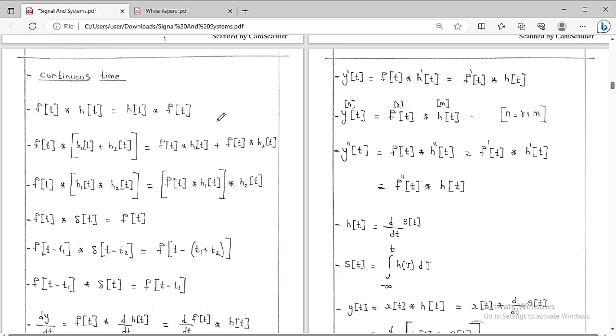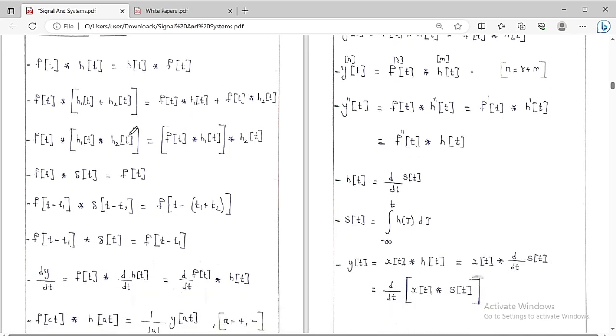Suppose for a given system, the input is f of t and the impulse response is h of t, then you get a certain output. If you take another system having the input as h of t and the impulse response as f of t, then also you get the same output. So f of t convolution of h of t is equal to h of t convolution of f of t. Convolution satisfies the commutative property.